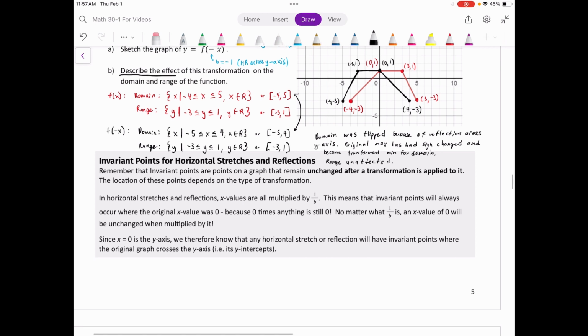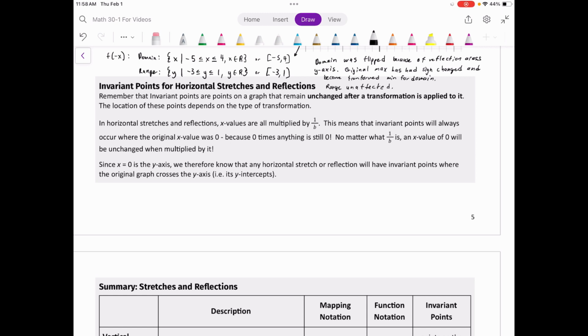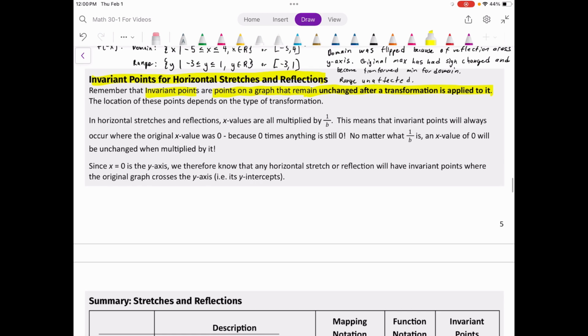There are horizontal reflections. So let's talk, it's come up, right? Let's talk about formally the invariant points for horizontal stretches and reflections. But again, these make sense, right? What are invariant points? They're just points on a graph that when we do some type of transformation, they remain unchanged. So we apply some transformation to a graph and it's not actually going to move that point. It's unaffected. Okay, and again, there's not just one rule for what an invariant point is going to be. It depends on what transformation we're doing.